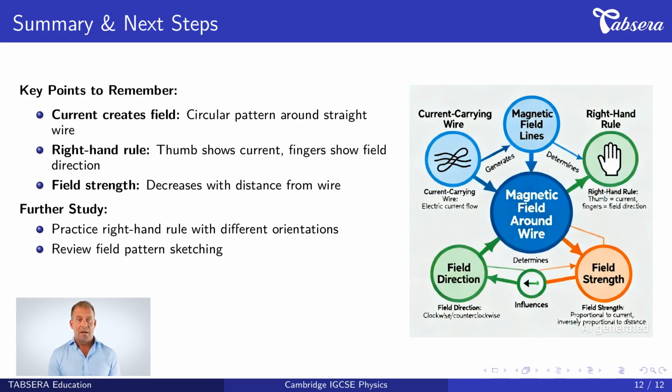Third, field strength decreases with distance from the wire. The field is strongest at the wire surface and weakens as distance increases, following an inverse relationship. For further study, practice the right-hand rule with wires in different orientations, vertical, horizontal, and diagonal. Also review sketching field patterns accurately, showing circular field lines with correct spacing and direction arrows.